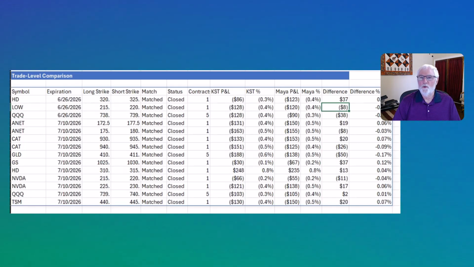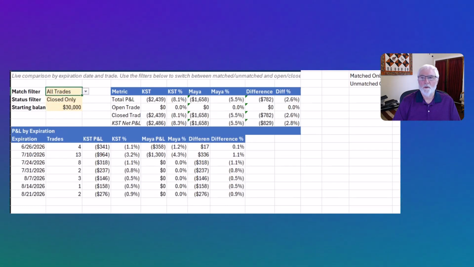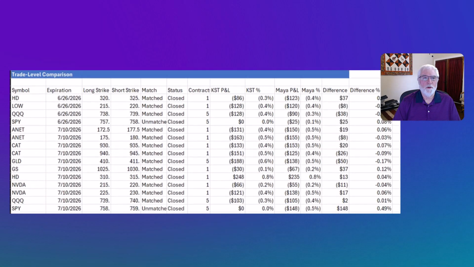So what I'm going to do is, if you see here, this column here shows that we matched. So I'm going to do all of the trades, even if we don't match, and that will show the trades where Maya got filled and we did not. So I'll switch this over to say all trades.